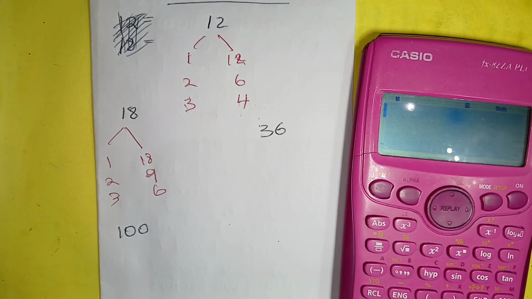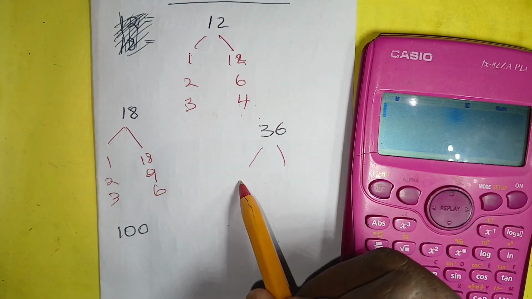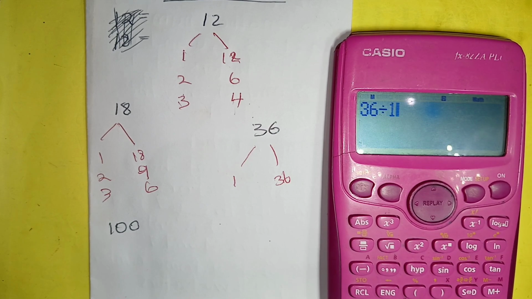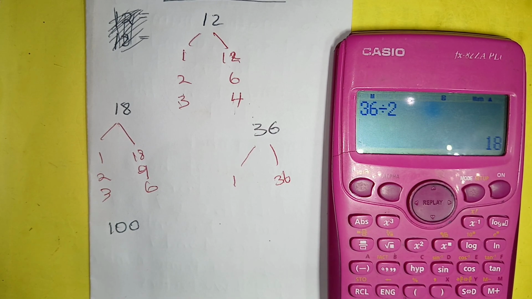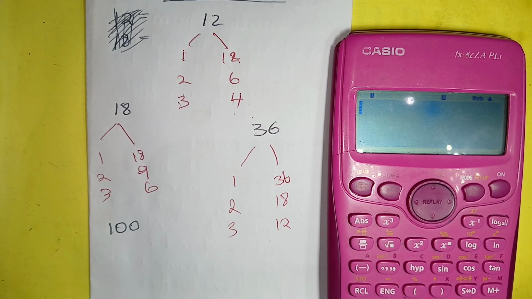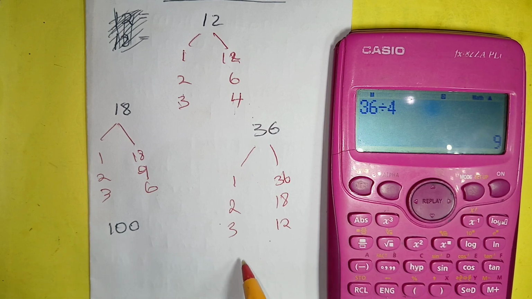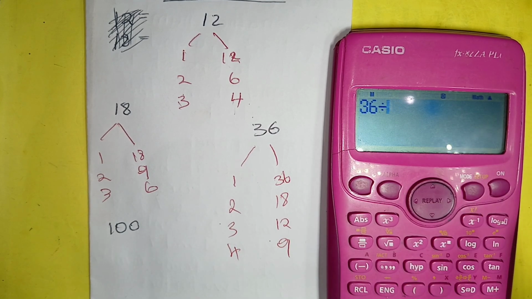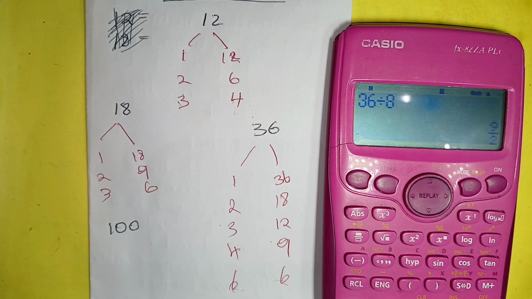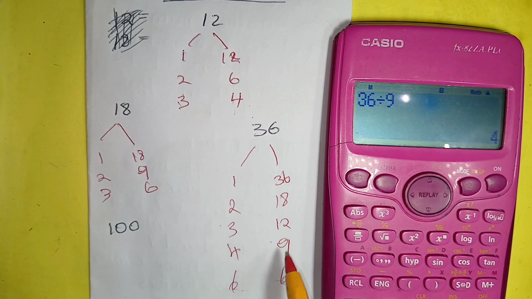So let's try to get the factors of 36. Obviously 1 and 36 will be factors, no doubt. Then 2 and 18. What about 3? 3 is a factor. Now let's say 36 divided by 4. 4 is also a factor. What about 5? Obviously it's not a factor. 6 times 6, it is a factor, this one. And 7 is not a factor.